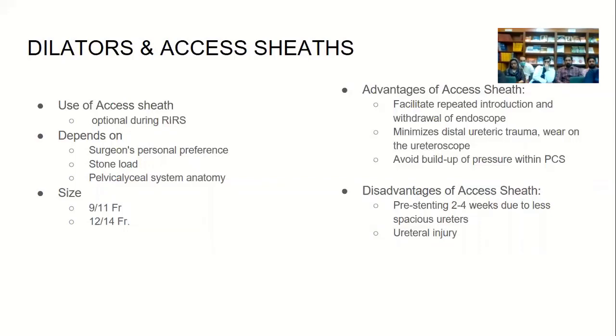So if you have an access sheath, it will not cause all these complications. You will not have something which we see in our unit also. In many of the cases, whenever there is URS done, if you do an ultrasound, in the majority of the cases you will find a periureteric collection.